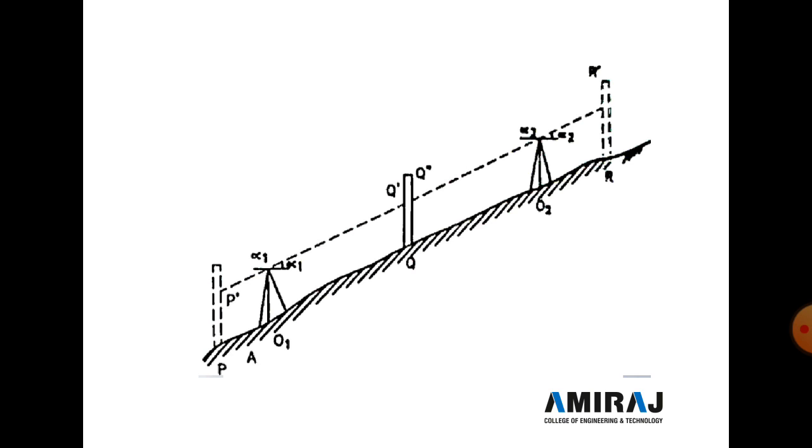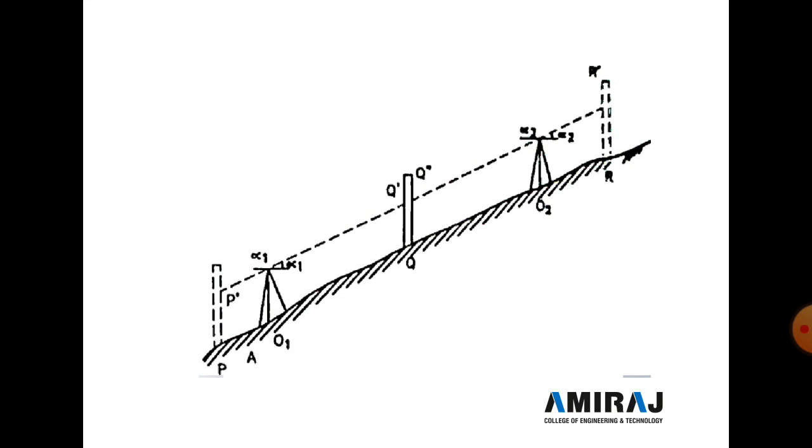Set up the instrument at point O1, and after setting up the instrument, three steps are done. First is centering, second is leveling, and third is focusing or bisecting. After focusing and bisecting, the PR line is measured. Make the line of collimation roughly parallel to the slope of the ground, and clamp the telescope. So here the telescope is fixed with the screw.